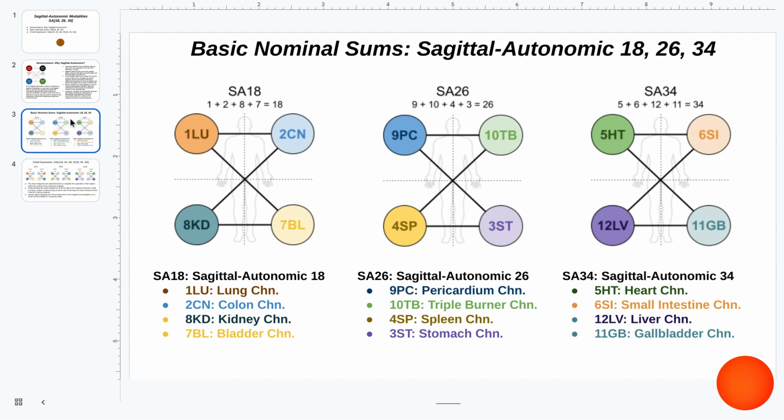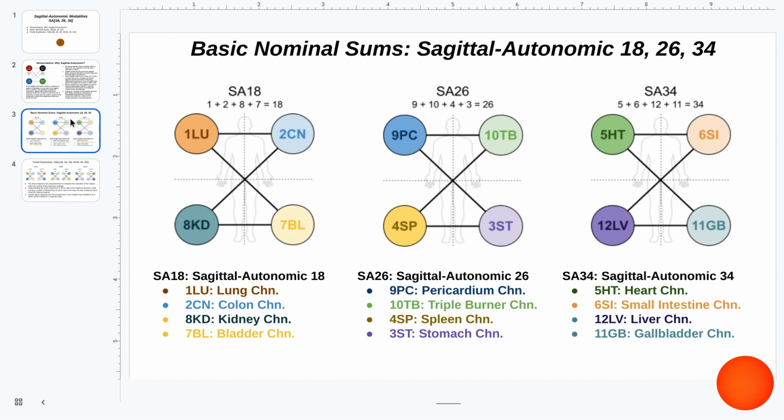Sagittal-autonomic 18 consists of the lung, colon, kidney, and bladder vessels labeled for their nominal equation 1 plus 2 plus 8 plus 7 equals 18. Sagittal-autonomic 26 consists of the pericardium, triple burner, spleen, and stomach vessels labeled for their nominal equation 9 plus 10 plus 4 plus 3 equals 26.